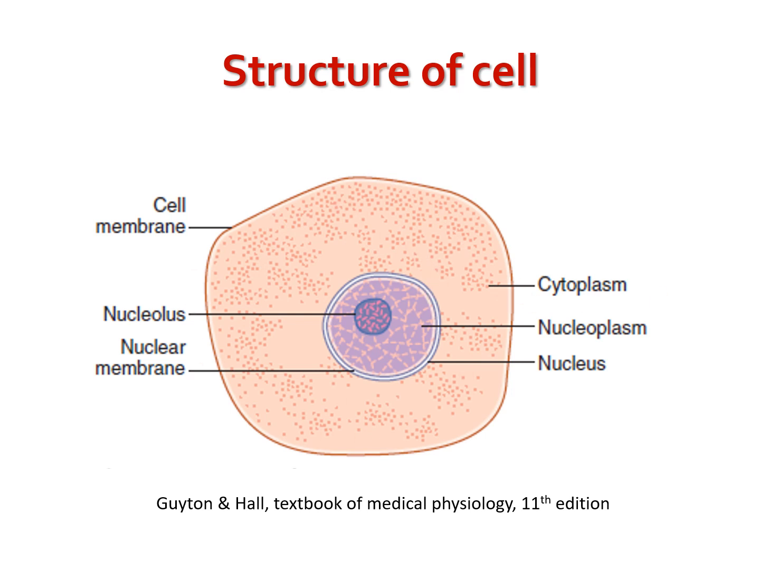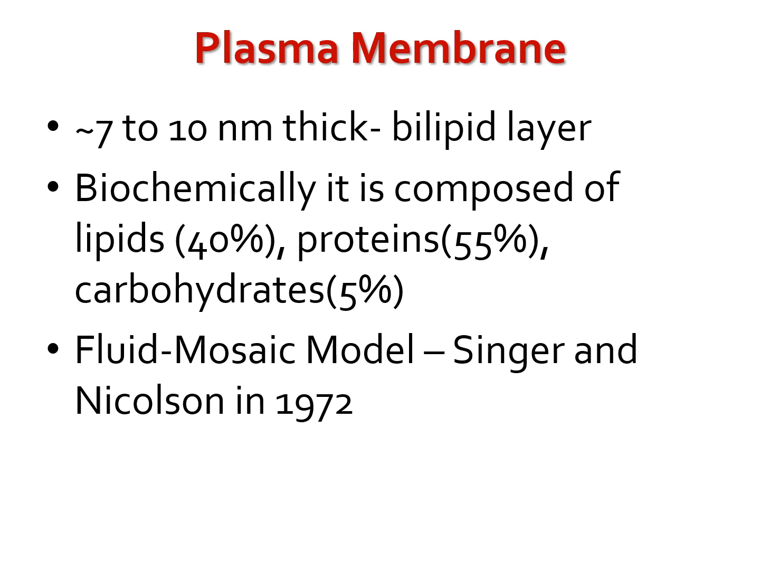These are the basic structures which we are going to study in detail. First we will start with the cell membrane. The cell membrane, which is also called the plasma membrane, is 7 to 10 nanometers in thickness. We can also say 70 to 100 angstroms in thickness. It is a bilipid layer, and it is a protective sheath which envelops the cell body.